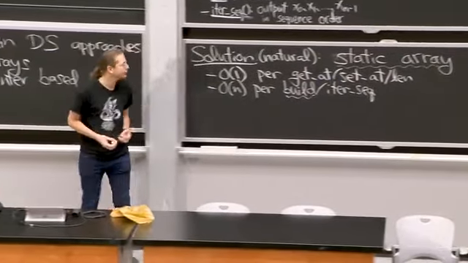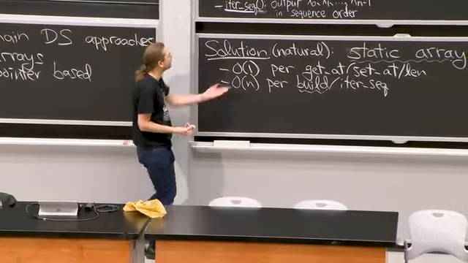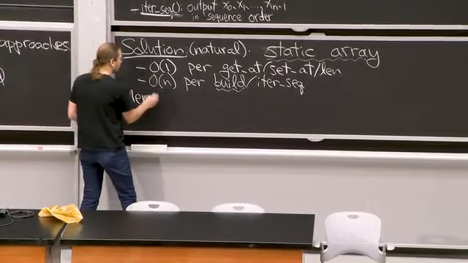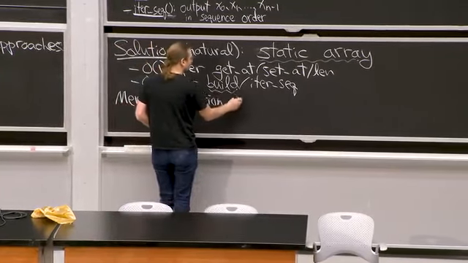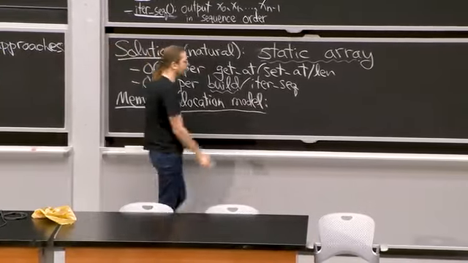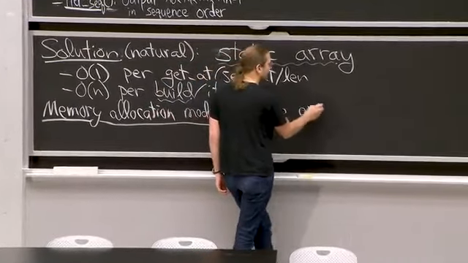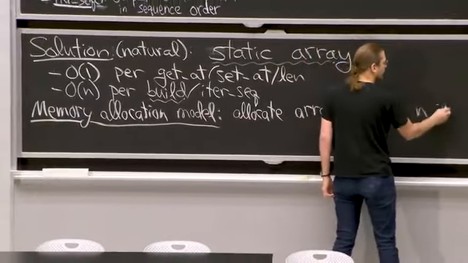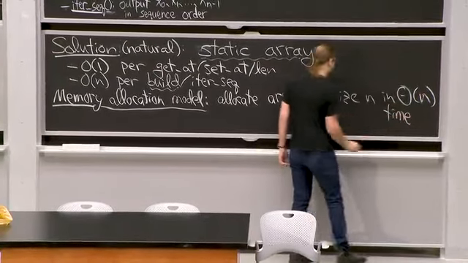our model of computation, which is how do you create an array in the beginning? I claim I can do it in linear time, and that's just part of the model. So this is called the memory allocation model. There are a few possible choices here, but the cleanest one is just to assume that you can allocate an array of size n in theta n time. So it takes linear time to make an array of size n.